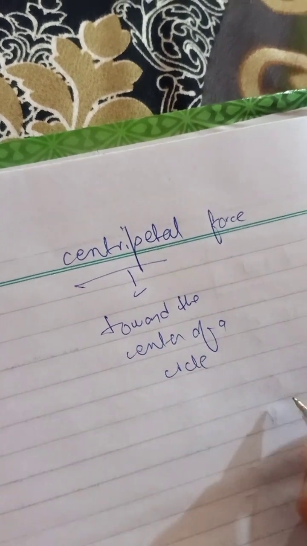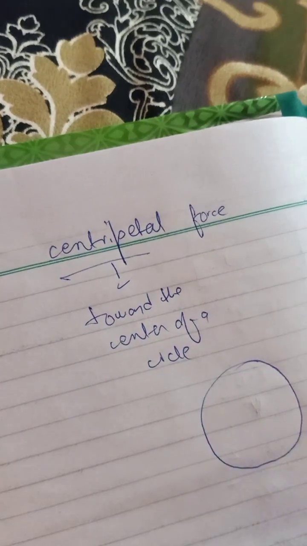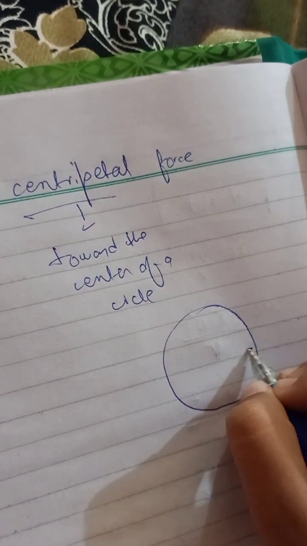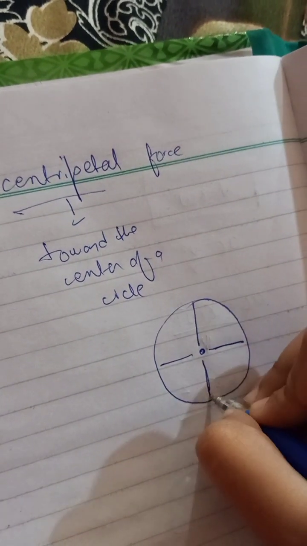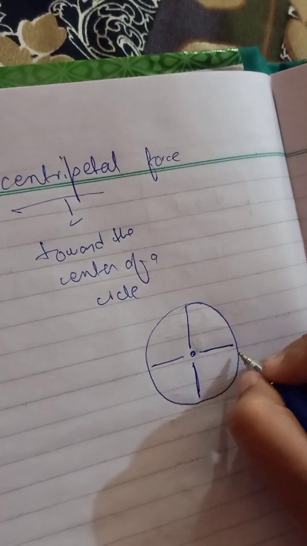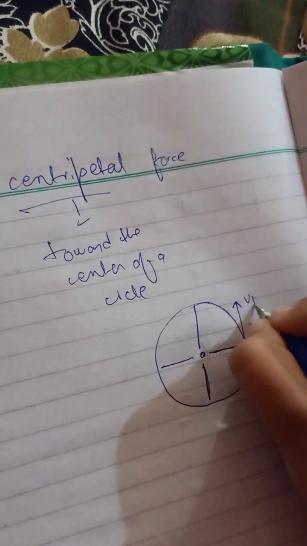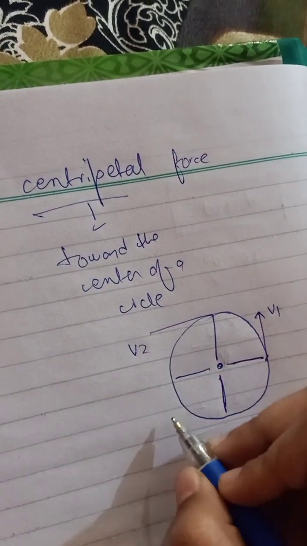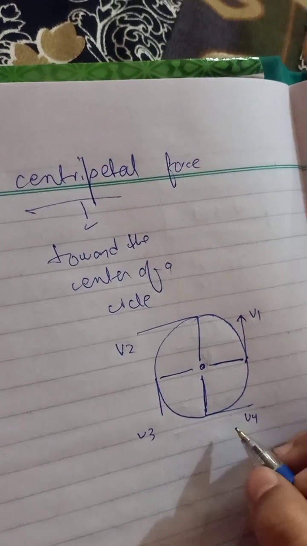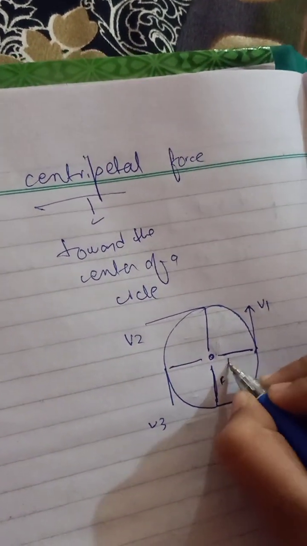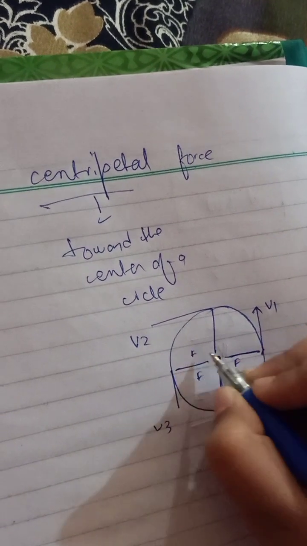For example, I'm having this circle, and this is the center. Here you can see this is velocity 1. In the previous video we discussed in detail velocity 2, velocity 3 and velocity 4 of the object. Here you can write F, the centripetal force.